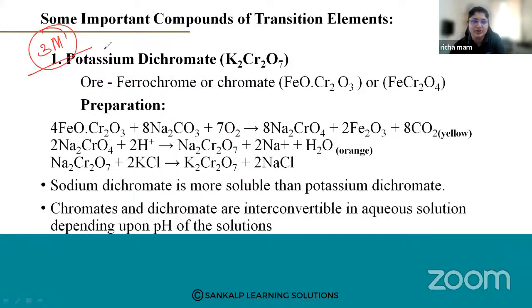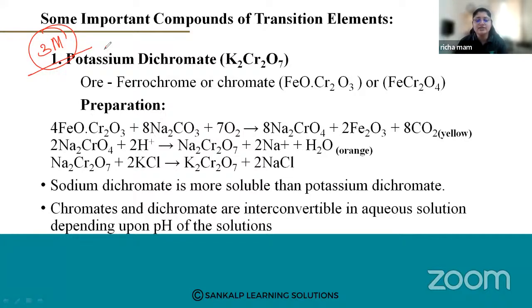They will ask you the preparation of either potassium dichromate or potassium permanganate. How does the preparation take place? These are some of the important compounds of transition elements. The two main important compounds we are going to discuss. Based on that, you are going to get the marks. Any one is a sure question.